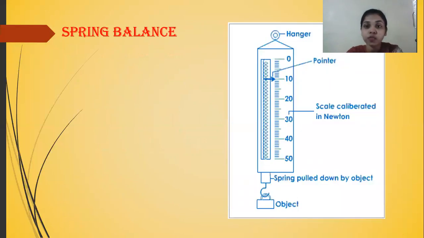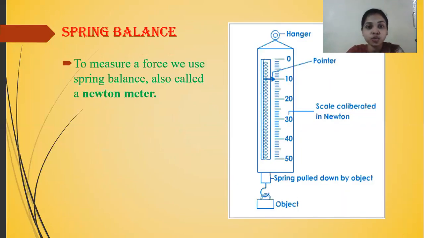Now, the spring balance. What is a spring balance? A spring balance is an instrument used to measure force, and it is also called a Newton meter. In the lesson on force and pressure, we learned that force is a physical quantity, meaning it is measurable. We can measure force with the help of this instrument called the spring balance.